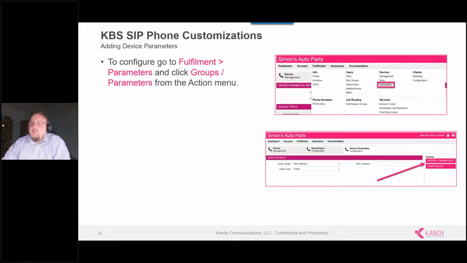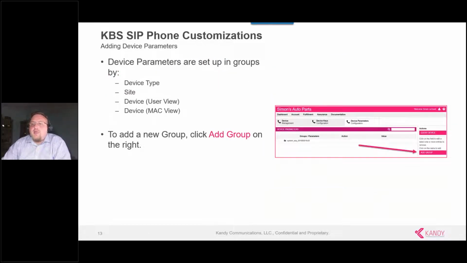To configure device parameters, you're going to go into fulfillment parameters, and then over on the right-hand side, there's a button that says groups and parameters. You'll choose that. From there, you have the ability to add in a group. Groups can be set up in a couple of different ways. You can set them up based on device type. So if I wanted all of my Yealink T46Gs or all of my Polycom VVX411s to have this particular configuration, I can set it up based on device type.